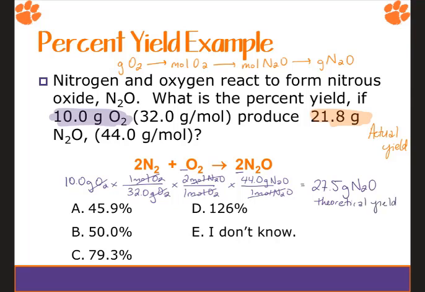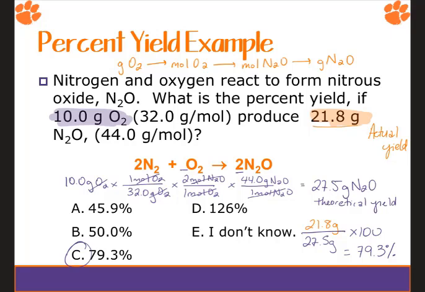So now they asked me to find the percent yield. So I just take the actual yield, which is what they actually recovered, which happened to be 21.8 grams. That's what they gave me in the problem. And then divide that by my theoretical yield. And then I multiply it by 100 to make it a percent. So 21.8 divided by 27.5 times 100 would give you around 79.3% yield. All right, so not that bad.